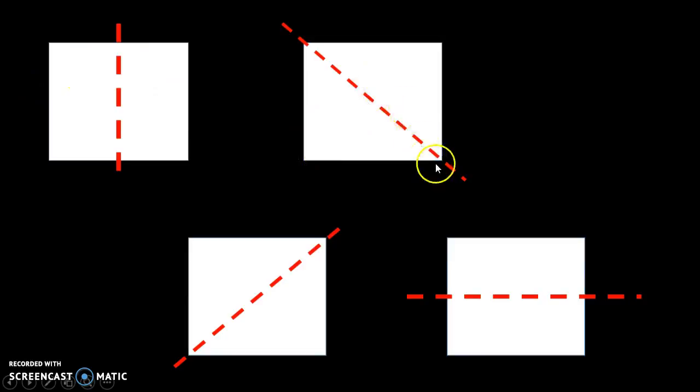This square has a line of symmetry that's going from the bottom right corner to the top left corner, and it's going diagonal. And this one is also going diagonal, but from the opposite end, so from the bottom left corner to the top right corner. And this one is going horizontal. So if you were to flip these sides over to the other side, they would fit perfectly.